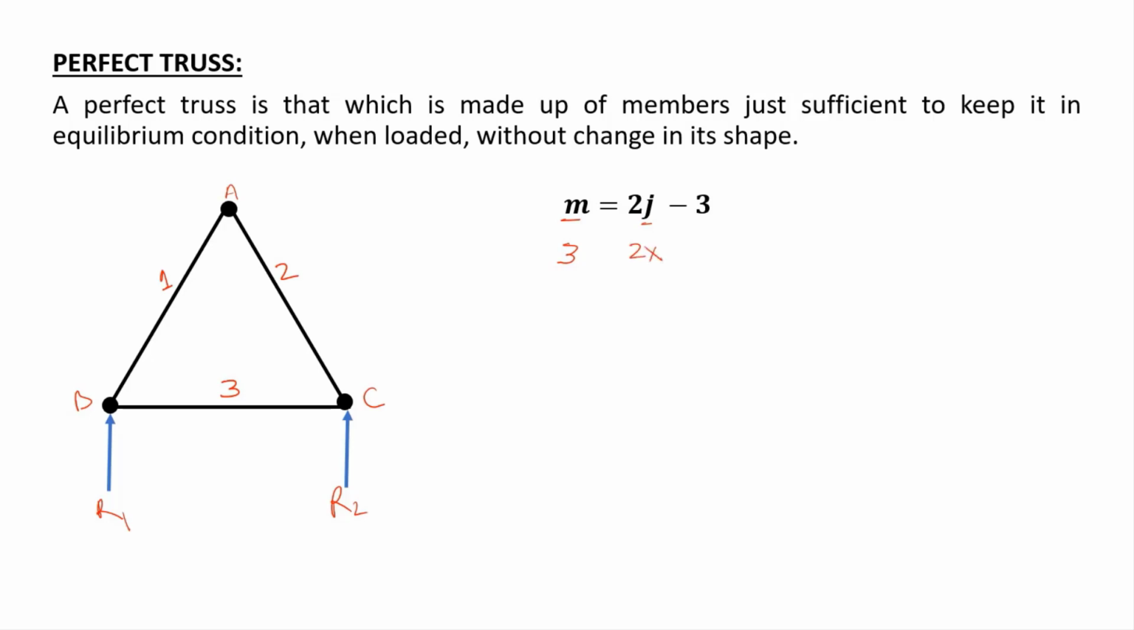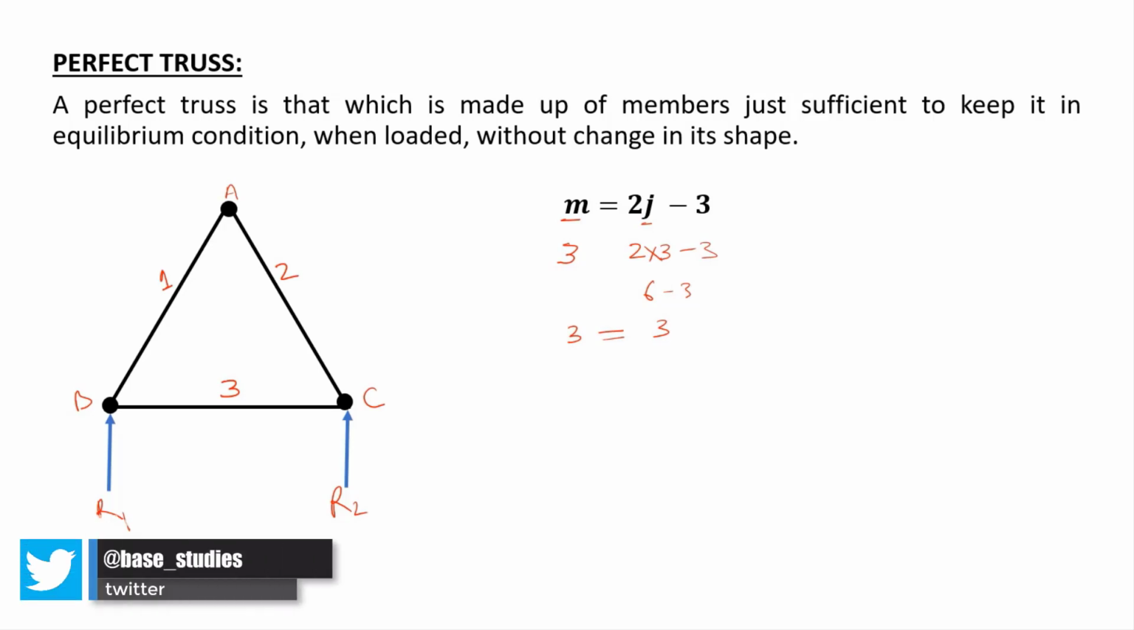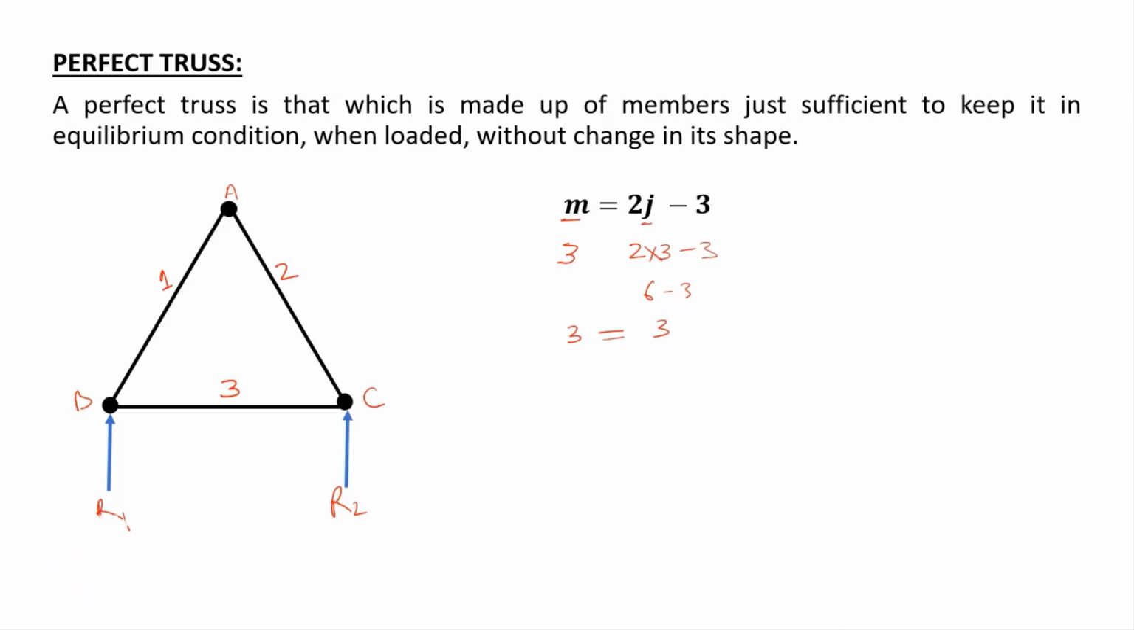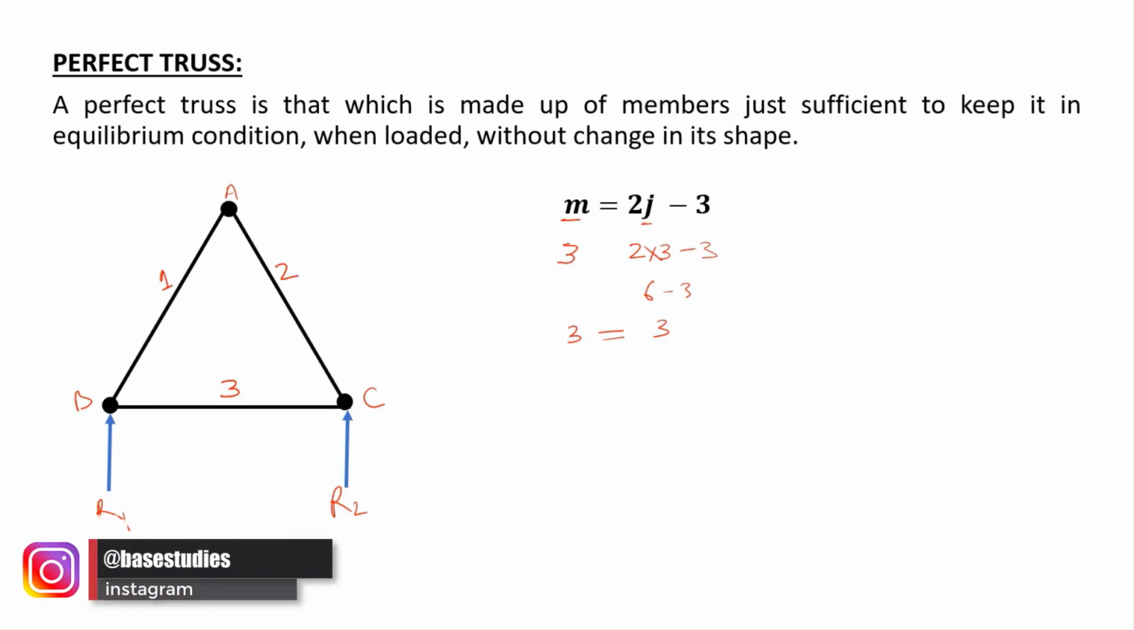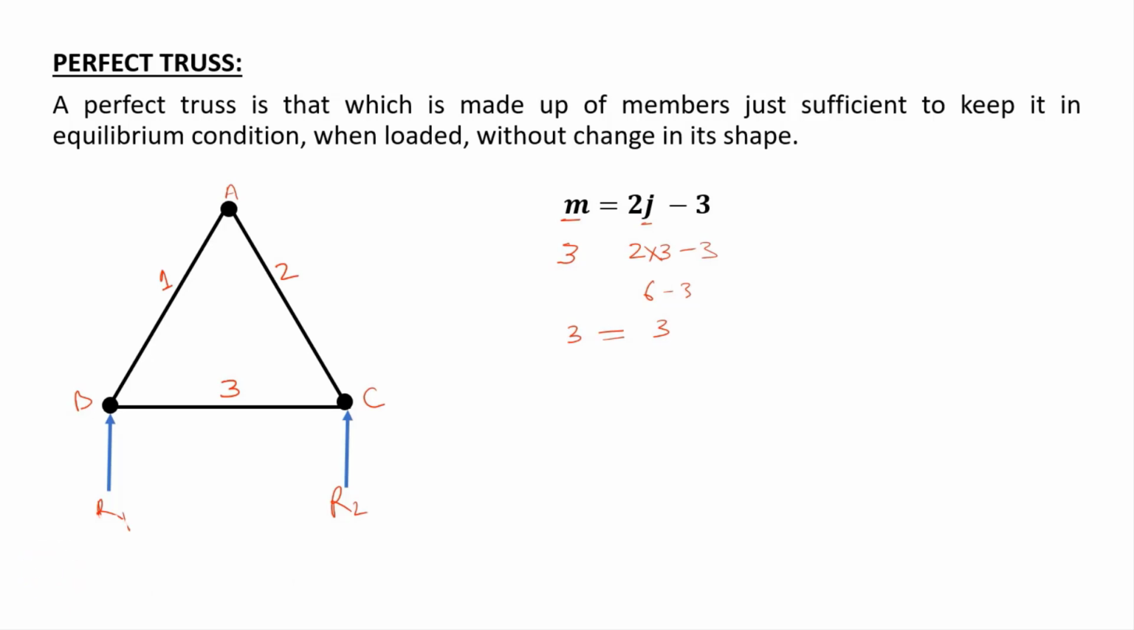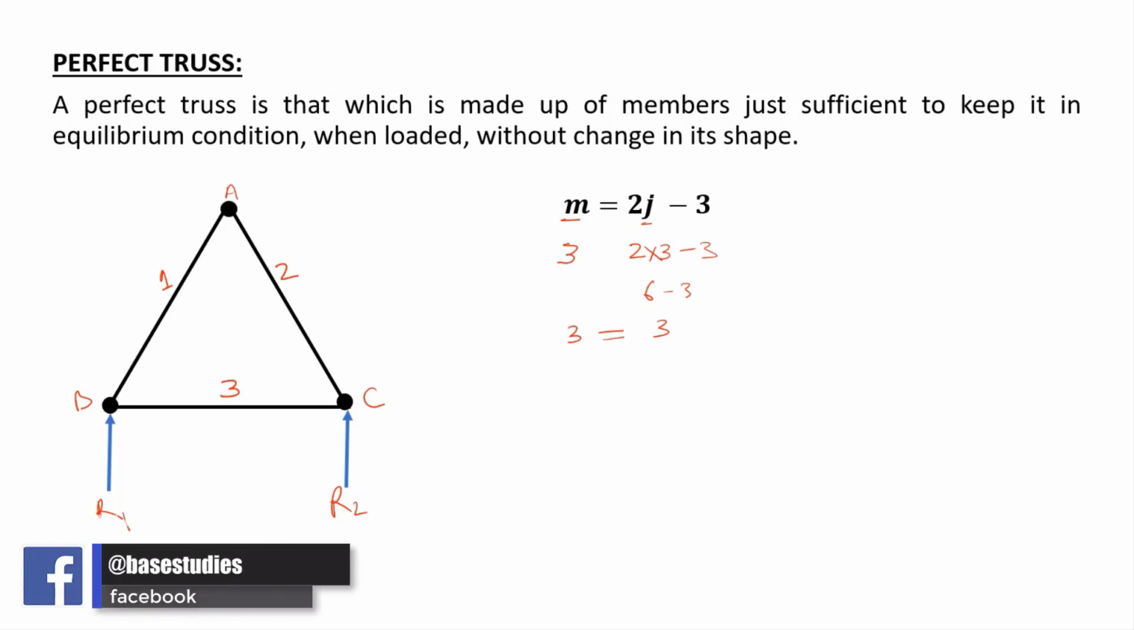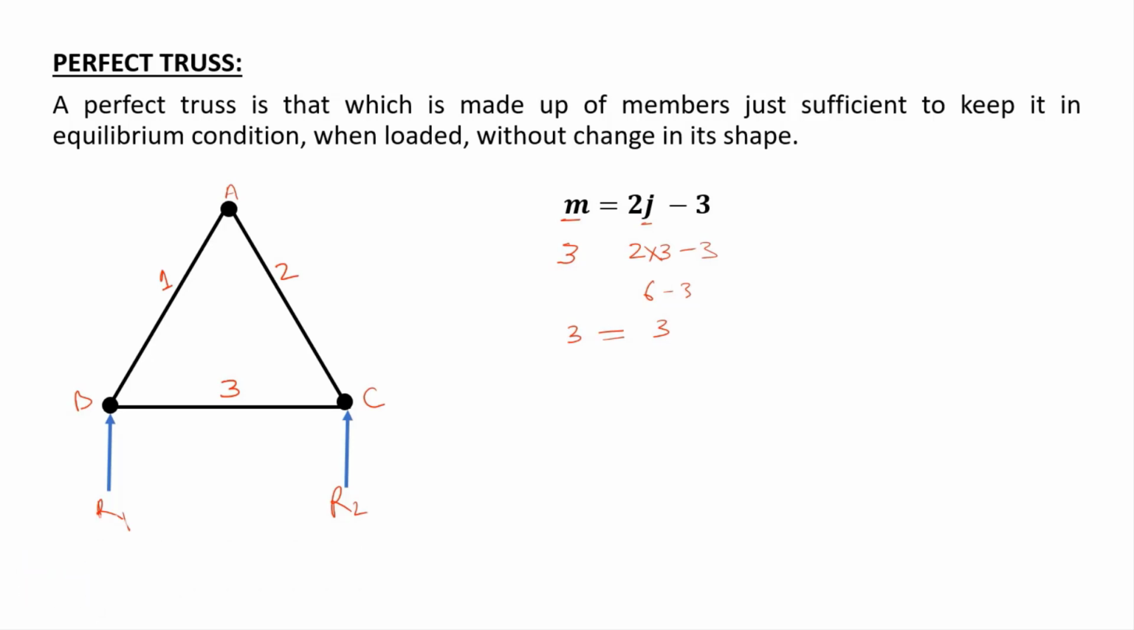So 2 into 3 minus 3. 2 into 3 is 6, minus 3 is 3. So 3 is equal to 3, which means that this truss satisfies this equation, so we can say that this is a perfect truss. Any truss which cannot satisfy this equation is termed an imperfect truss, which we are going to see in another slide.